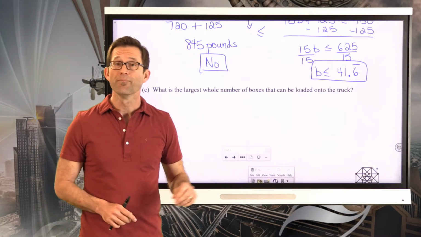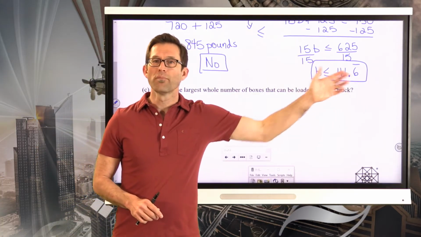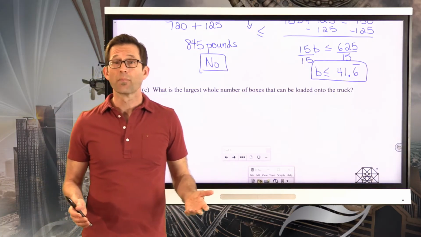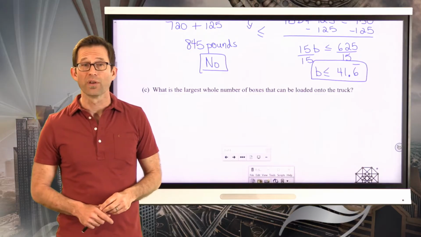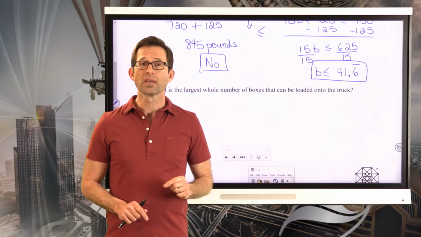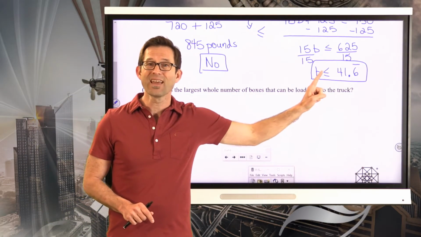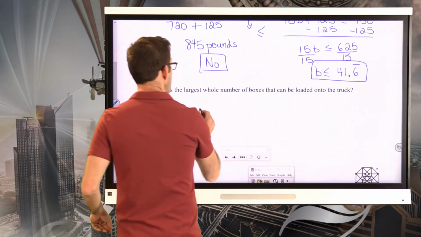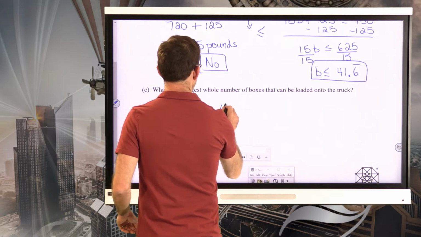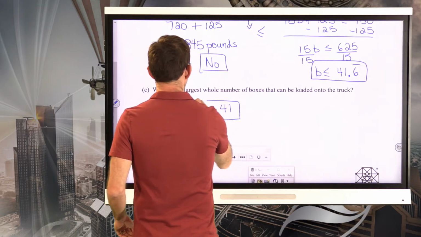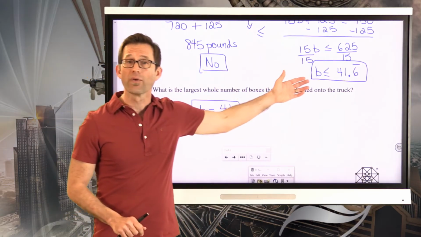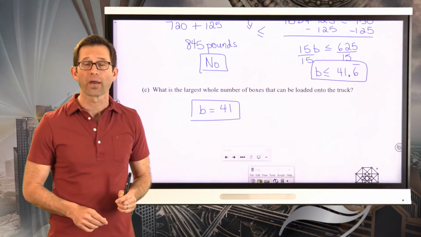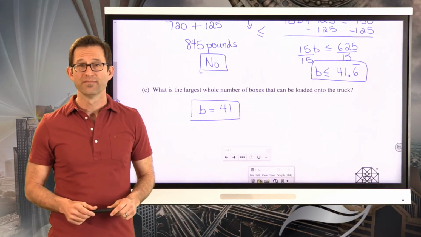Well, this can be a little tricky, because some kids might look at 41.6 repeated and say, well, that rounds up to 42. And certainly the number 41.6 would round up to 42, except the number of boxes that can be loaded onto this truck must be less than or equal to 41.6, which means the largest whole number of boxes that could be on the truck would be 41. You see, 42 would be greater than 41.6, so I can't load 42 boxes onto the truck, but I can get 41 on there.